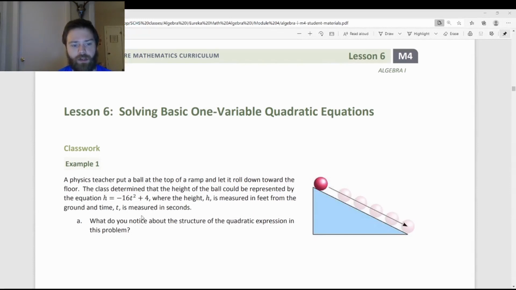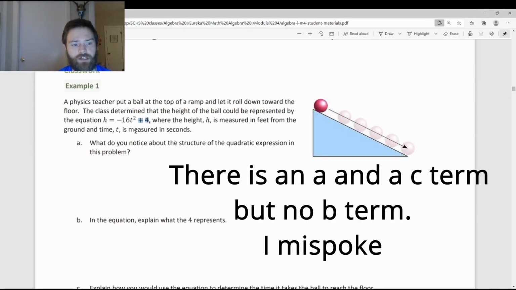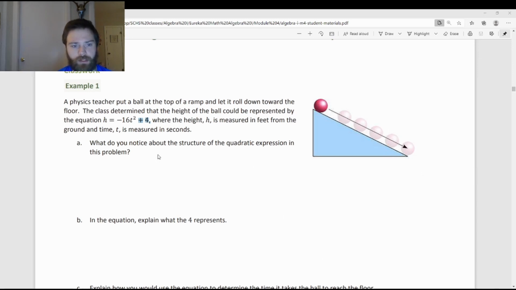It says, what do you notice about the structure of the quadratic expression in this problem? I want you to try and pause the video and see if you can figure it out before we go over it. There is no C term, okay? There's a few things that we can do with that. One of them you might have already thought about in your head, but we're going to keep on trucking. In the equation, it says explain what the 4 means.